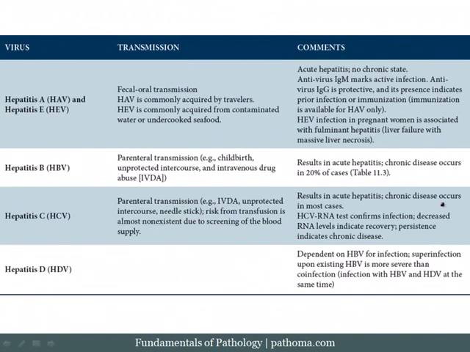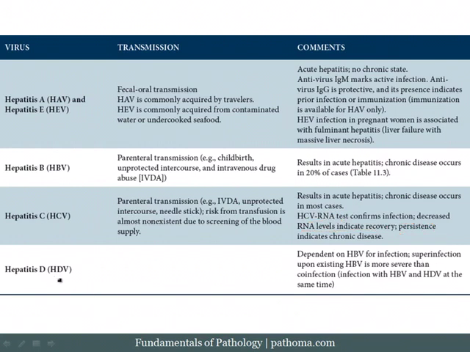Hepatitis C will result in acute hepatitis, but it often progresses to chronic disease. The key serology is hepatitis C virus RNA. The presence of RNA confirms infection. During the recovery, the RNA levels will go down, and the persistence of RNA indicates chronic disease.